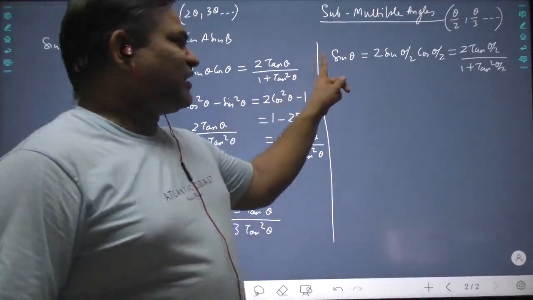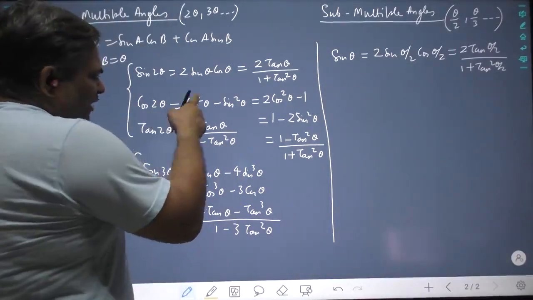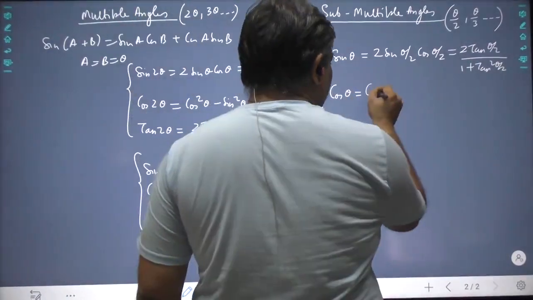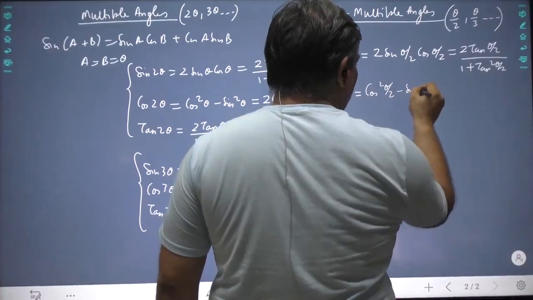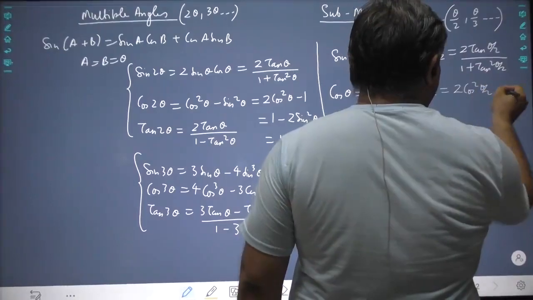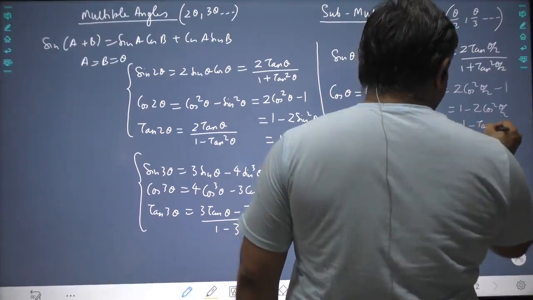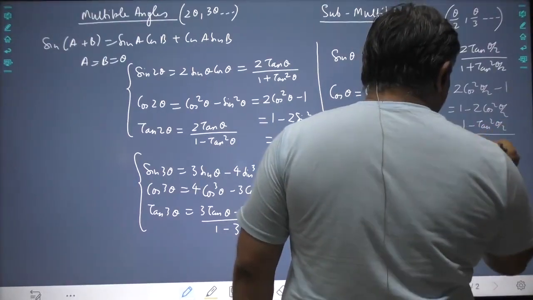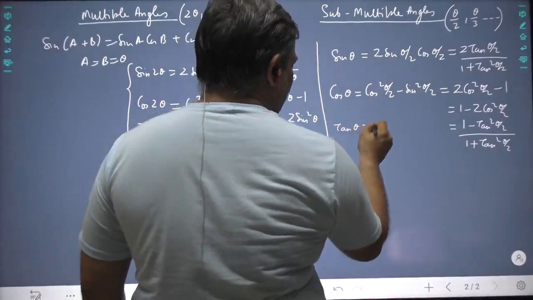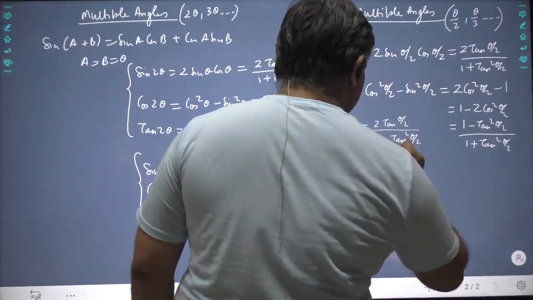Now, is this thing clear to you all? Say yes. Very good. Now, look at the formulas of cos. I don't think I need to tell, but I will tell. Cos theta can be written down as cos square theta by 2 minus sin square theta by 2, or it can be written down as 2 cos square theta by 2 minus 1, or 1 minus 2 sin square theta by 2, or (1 minus tan square theta by 2) upon (1 plus tan square theta by 2). Similarly, tan theta can be written down as 2 tan theta by 2 upon (1 minus tan square theta by 2).